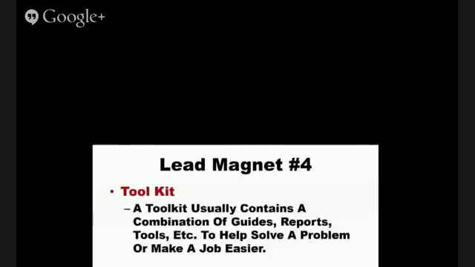Okay. Lead magnet number 4, toolkit. A toolkit usually contains a combination of guides, reports, tools, software. It helps solve a problem or make someone's job easier. Everybody likes faster, easier, cheaper, better, don't they? Everybody. You can make the job easier, you do it faster. That's what everyone loves to hear. So design your lead magnets that way. Toolkit is one of the ways to do it.